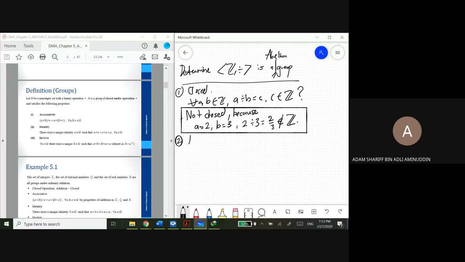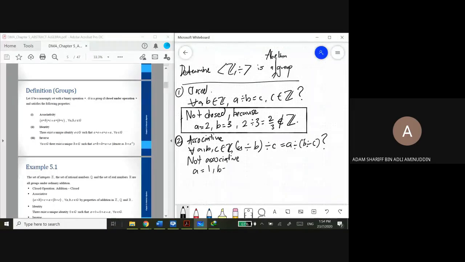Let's look for the associative. If it is indeed associative, then A divide B, you do the first part, then you do this one. Is it the same if you do the back part? Again, is it associative? I give you the answer. That is not associative. But if it is a counter example, you need to tell me your proof. I can simply say like this. If A equals to 1, B equals to 2, C equals to 3.